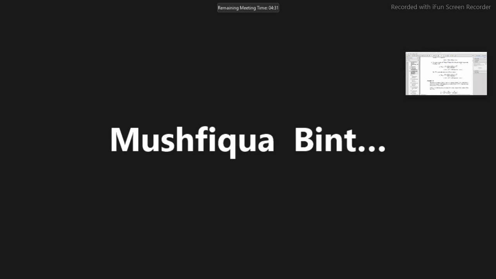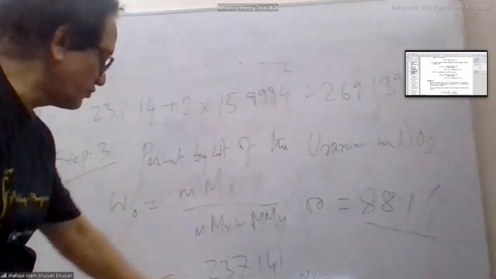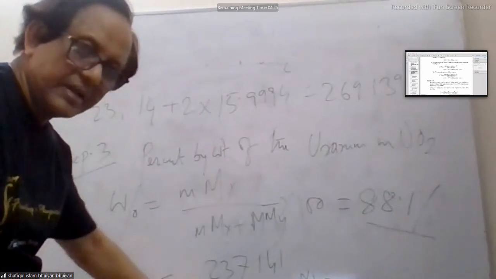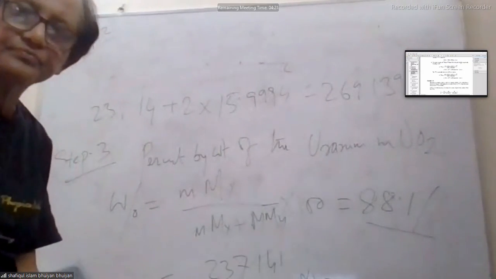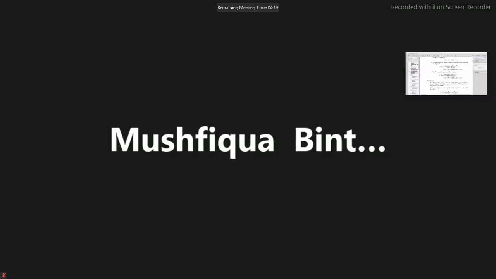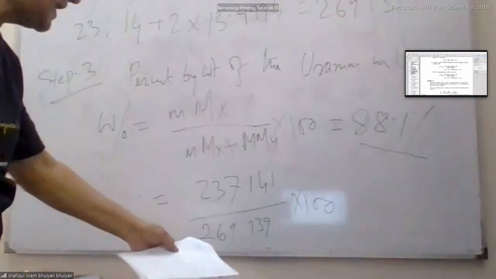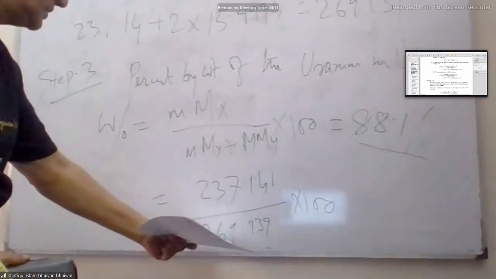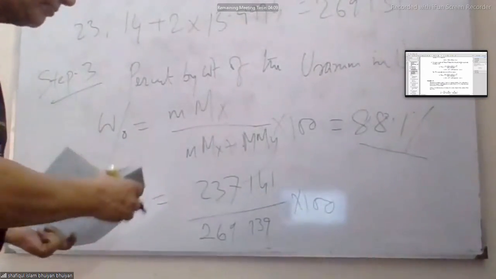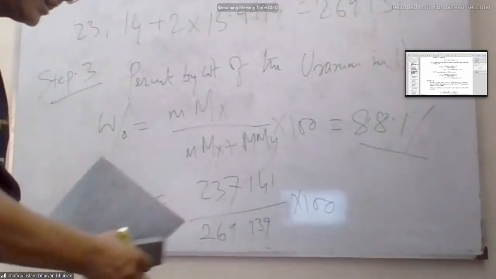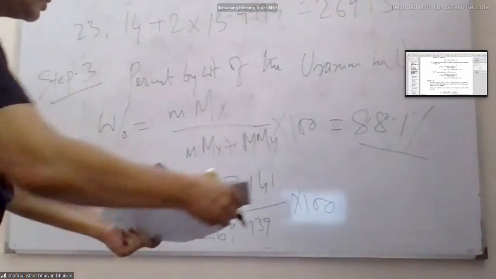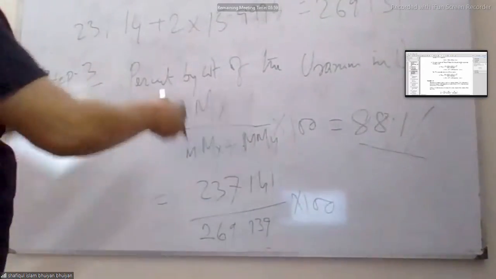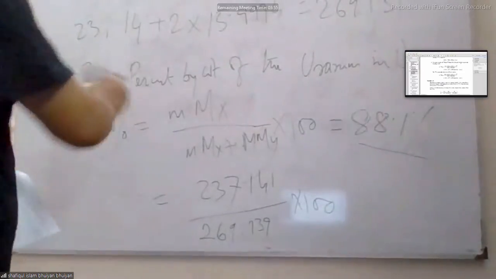237.141 by 269.139. 269 is coming from U235 and U238. Yes, sir, can you see it now? 237 we calculated as M, and this 269 we got from the atomic weight of U235 and U238. Add it together and then take the percent. You got it. Okay, so I hope that you get these steps. You just try to understand the steps.